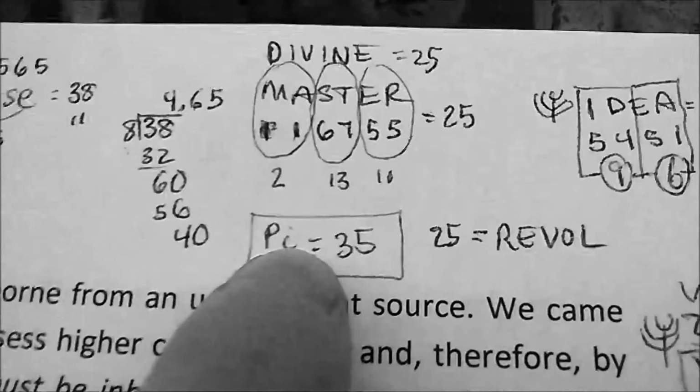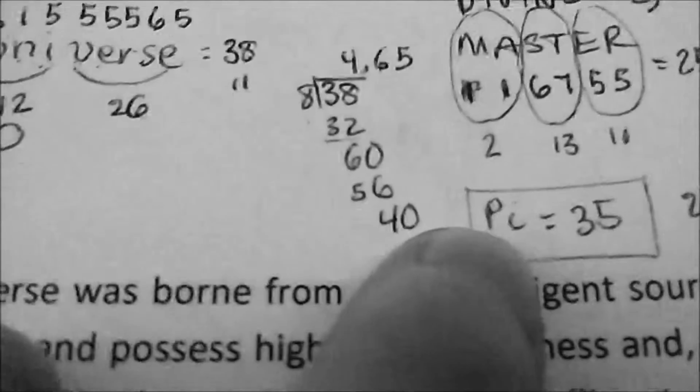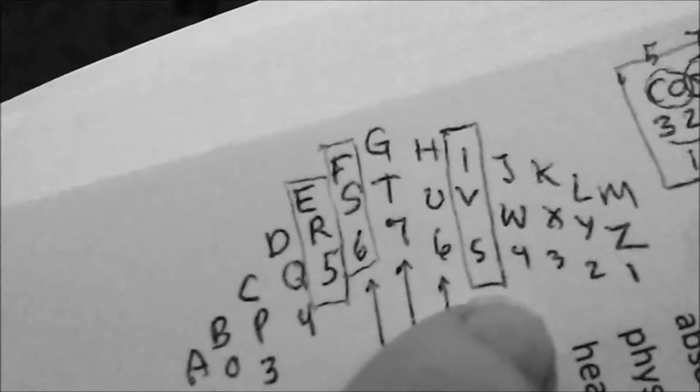This word, pi, the P is actually a 3, and the I is part of IV, which is a 5.